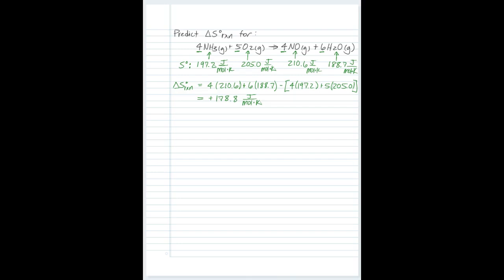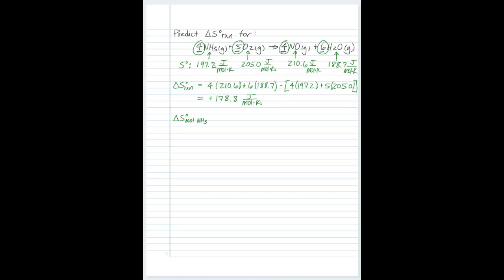Okay, so how we interpret this 178.8 is that is the value that the change in entropy would have if we put 4 moles of ammonia with 5 moles of oxygen and got 4 moles of NO and 6 moles of water as products. What if we wanted to know what is the change in entropy if we just added 1 mole of ammonia, for example? So what if we wanted to calculate the change in entropy for 1 mole? And for lack of a better way of notation, per mole of NH3, I'm just going to write it like that, okay?